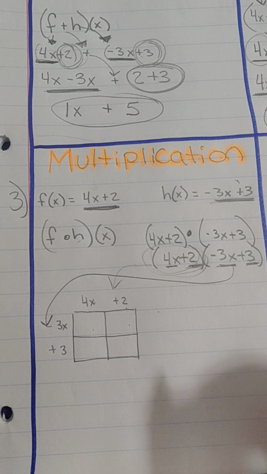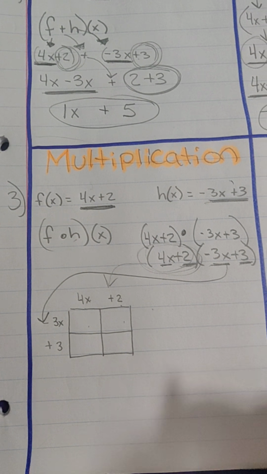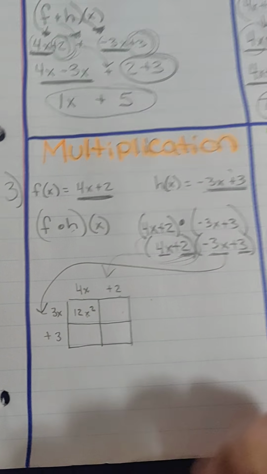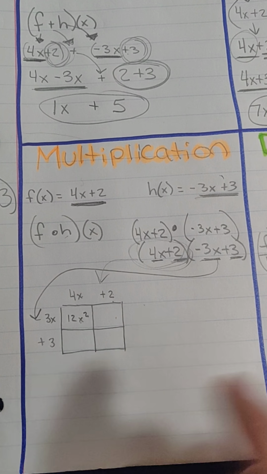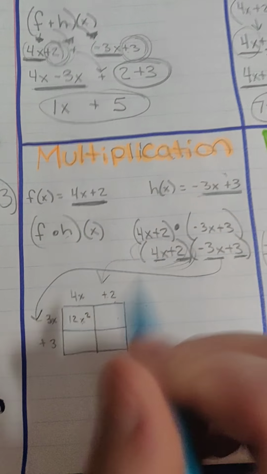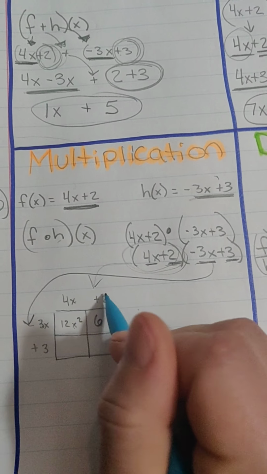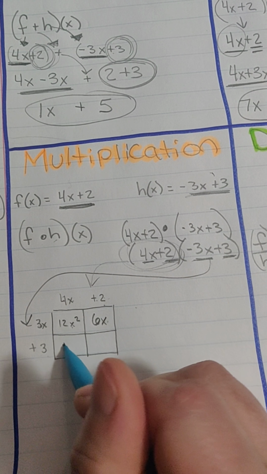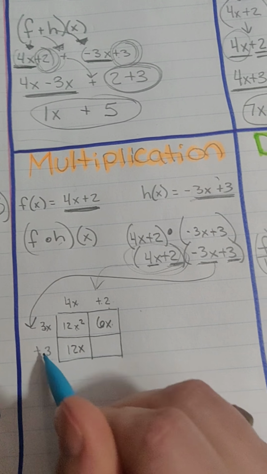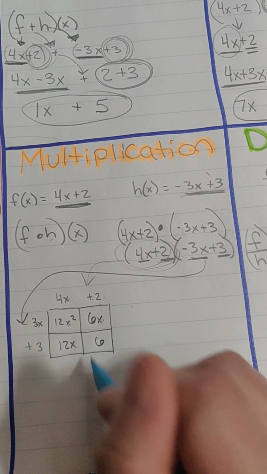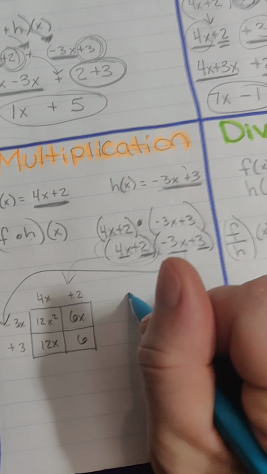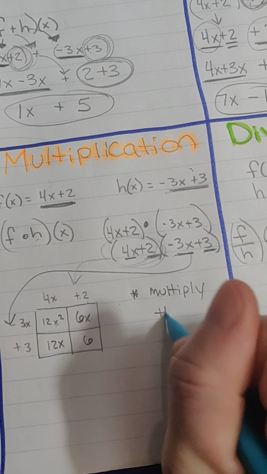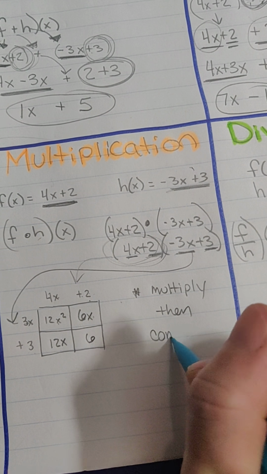Now I need to multiply my f and h. So what I'm going to do is I'm going to do negative 3x times 4x. That gives me negative 12x squared. Remember here, this is where we're multiplying. Then we combine like terms. So we've got 3 times 2 is 6, but don't forget about your x. Here I've got 3 times 4 is 12, and I also have an x. And 3 times 2 is 6. So now we have to combine our like terms. So the first thing we did was multiply. Then combine like terms.